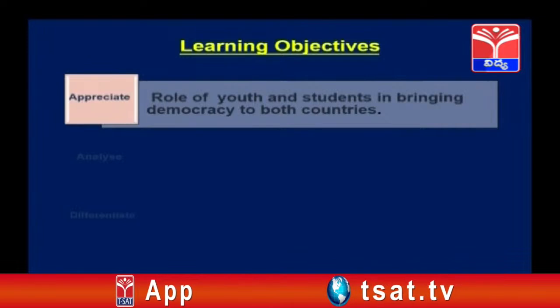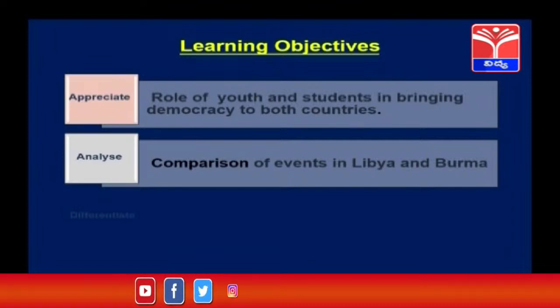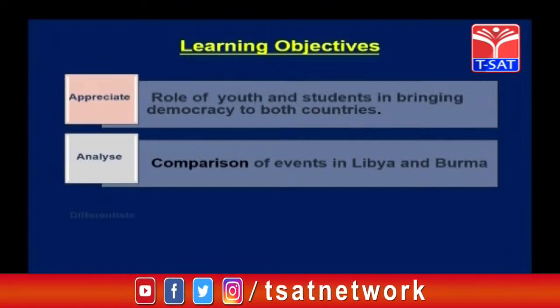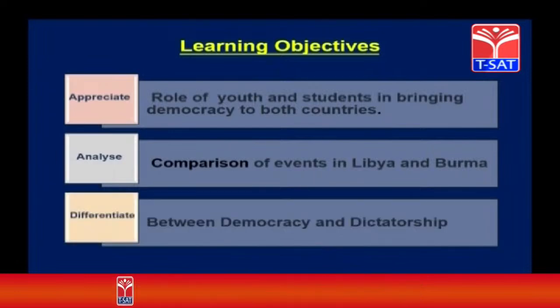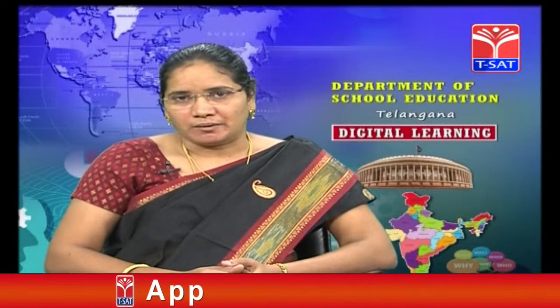democracy to both countries, and you will be able to analyze the comparison of events in both the countries, that is Libya and Burma, and you will be able to differentiate between democracy and dictatorship. Children, while learning about this lesson Myanmar, we will be comparing it with our country India, and also with the previous country we have learnt, that is Libya.